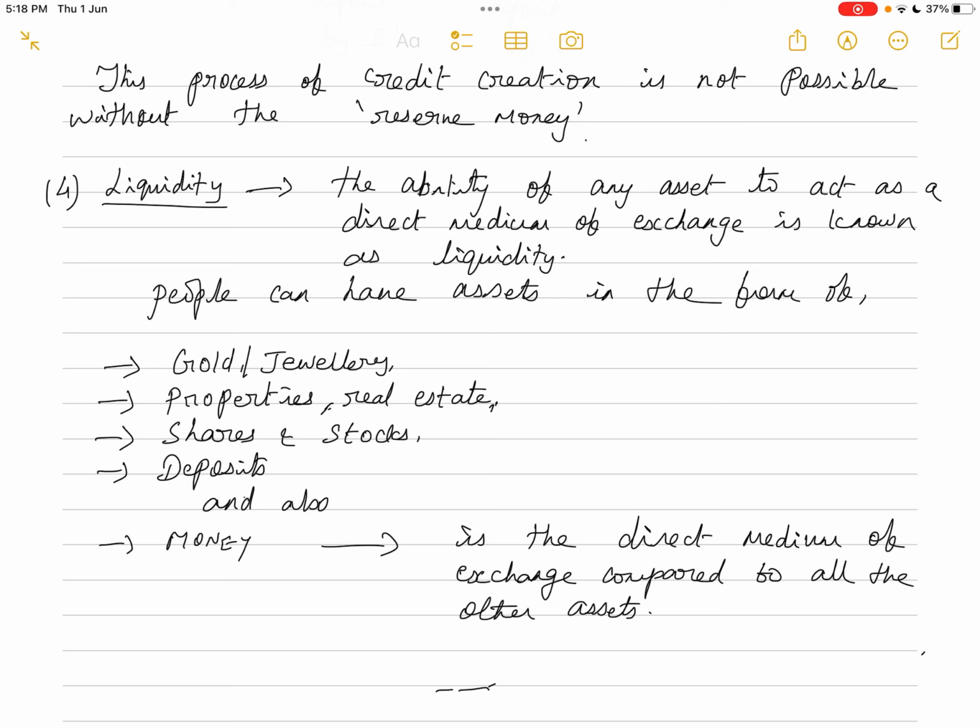Money, isn't it? See, you cannot go to the shop and purchase a commodity and say that I have gold, I have properties, I will sell it and pay you. You have an emergency, you have to be admitted to the hospital. You cannot say that I have shares and stocks, I will convert them into money, because all these have to be converted into money. Everybody will not accept shares, isn't it? So you have to convert this into the form of money, and then only it can be used. It is going to take a certain period of time. So of all these types of assets, money is the direct medium of exchange compared to all other assets. So money is the only asset which is immediately serving our purpose.